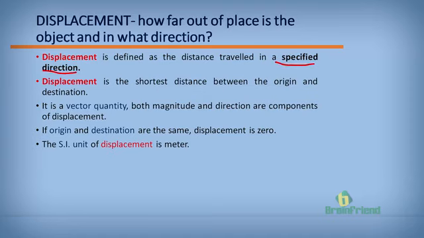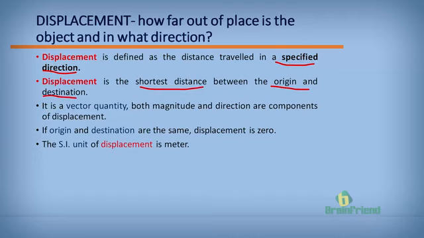When we're talking about distance, we just said it's the distance traveled. We don't want to know if he went left, right, up or down. We just know how far he traveled. But in displacement, we talk about the distance traveled in a specified direction. It is the shortest distance between the origin and the destination.